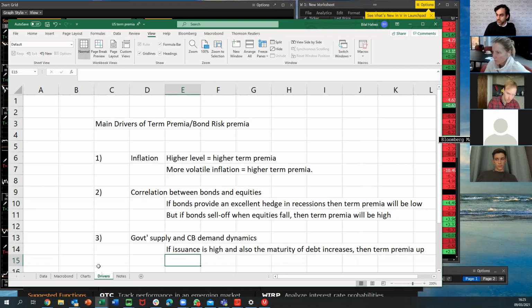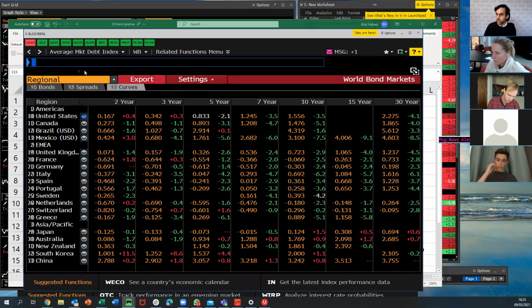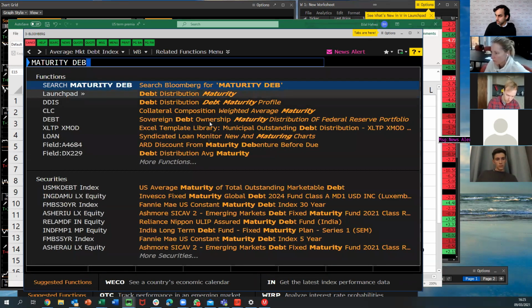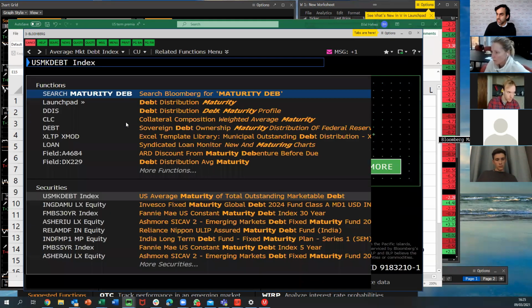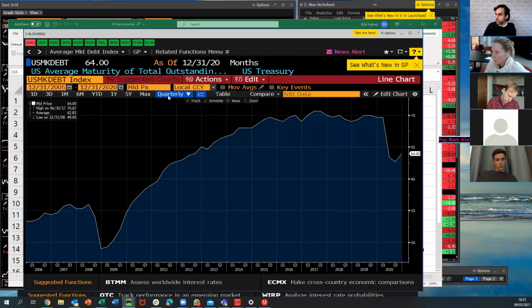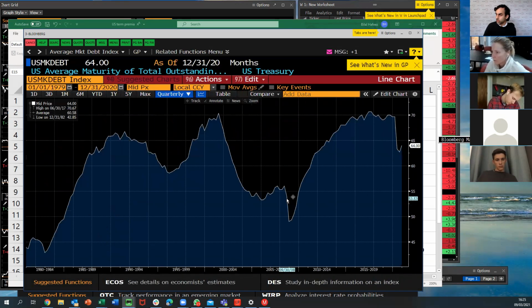So as an example of that, if I just go to Bloomberg, maturity, okay, yeah, this is the average maturity of US debt. This is on Bloomberg. So what you see here is, this is in months. So 64 months is the average maturity currently of US debt.